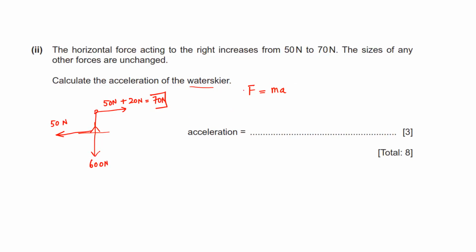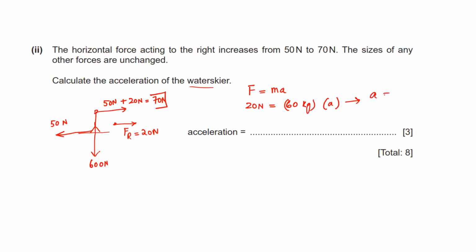So we know that the change in force, or the effective resultant force that is acting on the rider, now Fr is equal to 20 newtons. 20 newtons has increased in this direction, so the effective force is 20 newtons. And the mass of the rider is 60 kgs, and we have to calculate the acceleration.